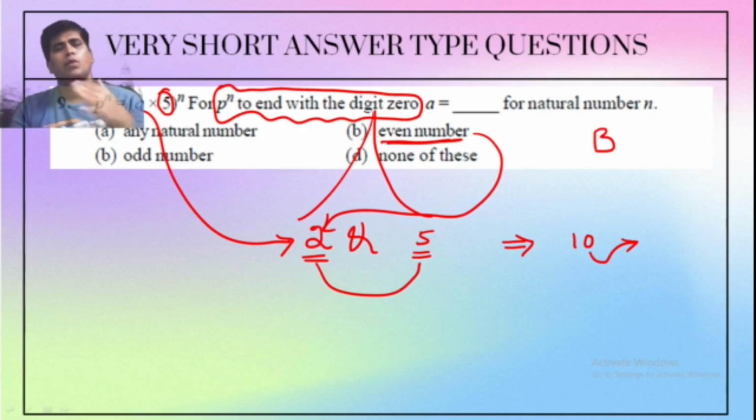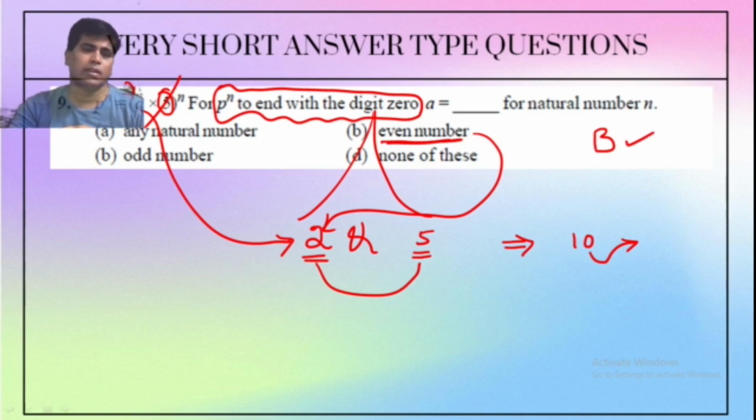It's a very simple common sense question. If any number ends with 0, that number should have prime factors 2 and 5 definitely. 5 is already given in the question. So a must have 2 as a factor. So where will we get 2? Not in any natural number, not in odd number, but in even number. So even number is the right answer. So this is another way of thinking. Same question.